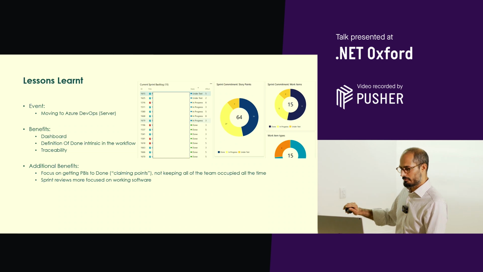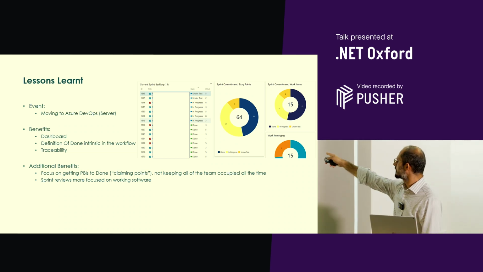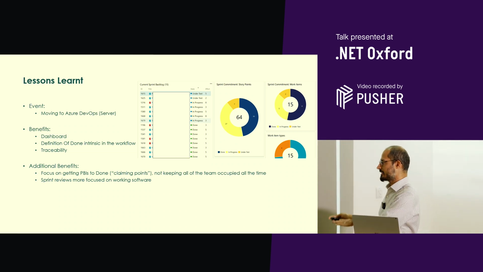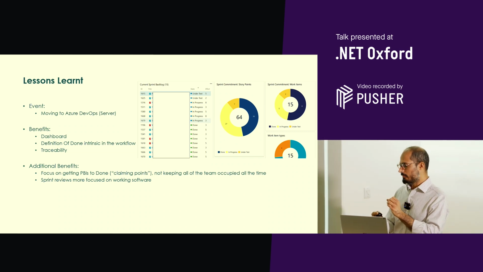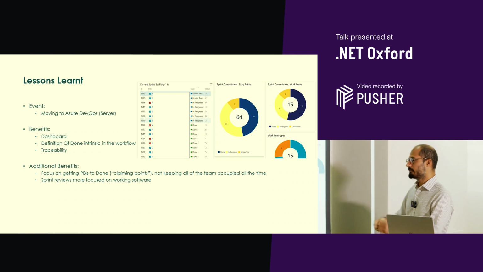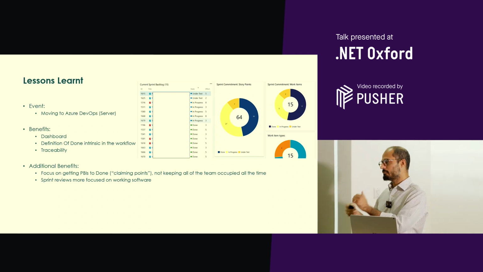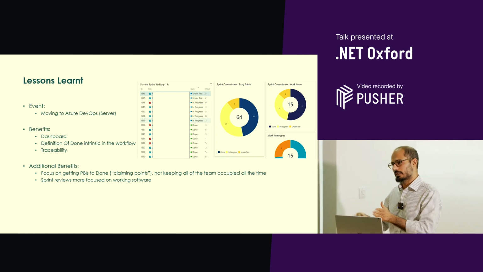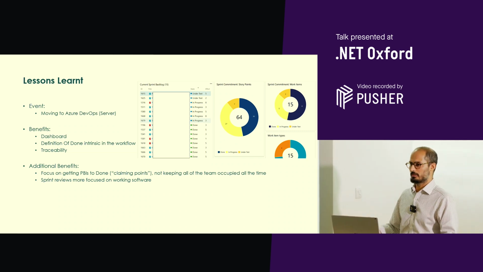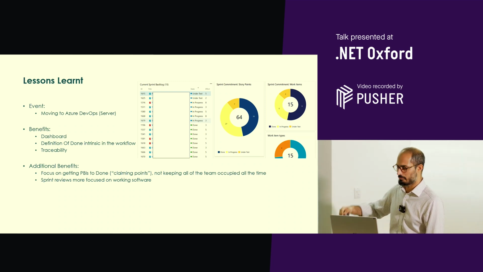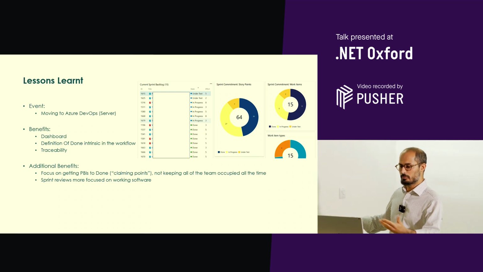Additional benefits: because we could clearly see this dashboard during every stand-up, we can see that we have to optimize so that we get things done, get more working software, instead of just keeping things going and keeping people busy. That's not the goal here. The goal is to get working software out so that people can use it and give us feedback. And sprint review then became more focused on working software. That's what we were showing to stakeholders instead of dry PPTs.